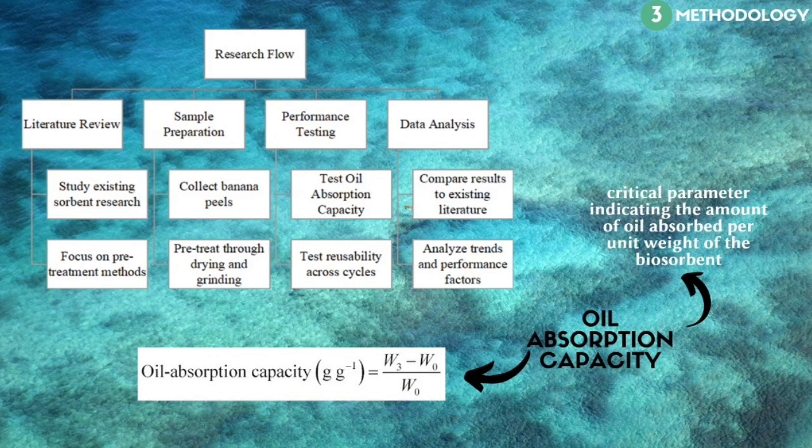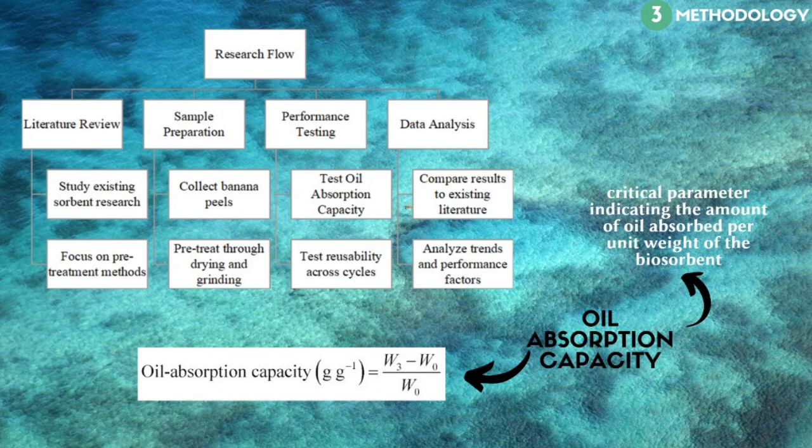This research explores the potential of banana peels as a natural biosorbent for oil absorption, providing a sustainable and eco-friendly alternative for oil spill cleanup. The study followed a structured flow, beginning with a literature review on existing sorbent technologies and effective pre-treatment methods used in previous studies.